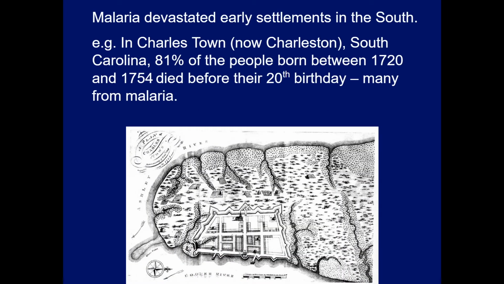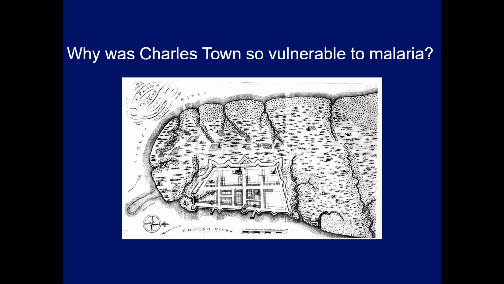Let's start this conversation with malaria. Malaria is a disease that was devastating to new colonizers of the United States. So impactful that in some areas where the disease was prevalent, more than 80% of the individuals in the area would die before they reached the age of 20 years old. This was particularly true in a settlement called Charlestown that would eventually become Charleston, South Carolina. So why this area? Why this town? You can imagine that these initial colonizers were asking themselves the exact same thing.